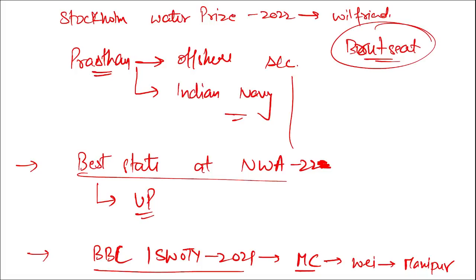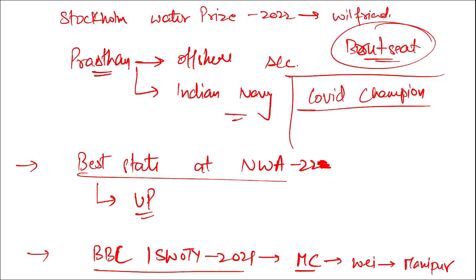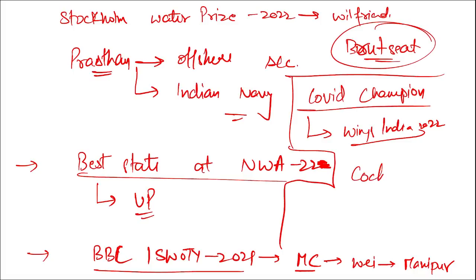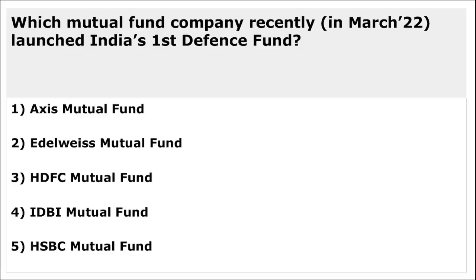Apart from this, if I ask you which airport has been named as the COVID champion? Which airport has been named as the COVID champion at Wings India 2022? So tell me the name of the airport. It is Cochin Airport, or you can say Cochin International Airport, which has been named as the COVID champion during Wings India 2022.